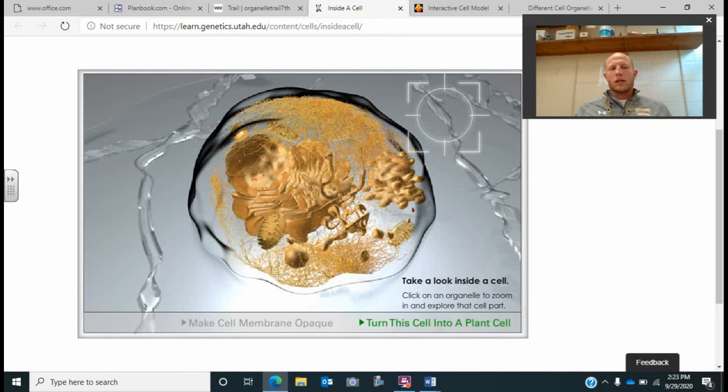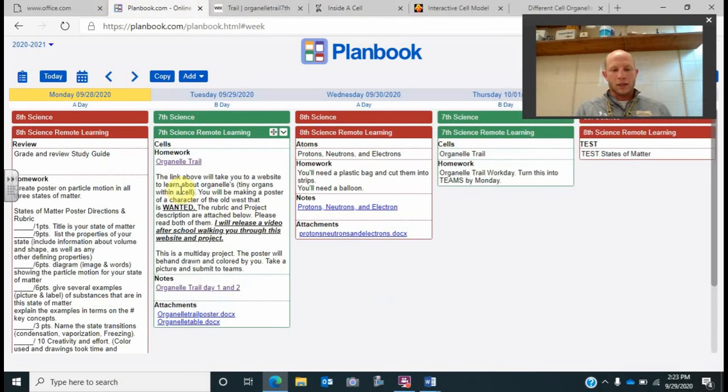But we'll start on a poster project with one organelle. And that's what the rest of this plan book is about right here, this wanted poster. You're going to make an organelle into a wanted character of the Old West. It's kind of a fun little deal, but we probably won't start that until next Tuesday. Or sorry, I have you guys Thursday and then Monday. So we probably won't start that till Monday.